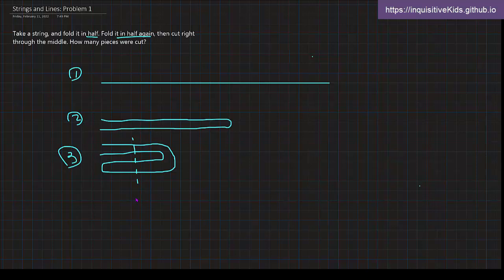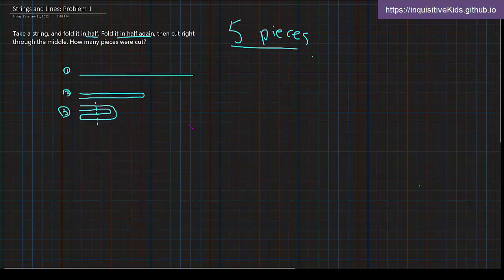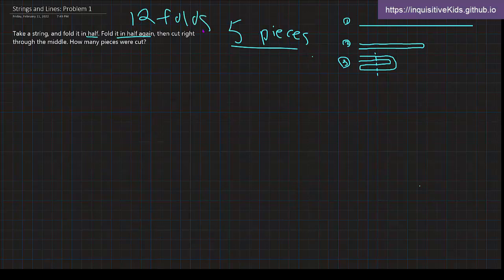Well, one way I could find this is just by counting. So I see 1, 2, 3, 4, 5. So 5 pieces are cut. Of course, that's always an option with some of these basic ones, but that's not what we're looking for in this series. We're looking for the ability to make tables. What if I asked you, say, to have 12 folds, and then cut it straight through the middle?